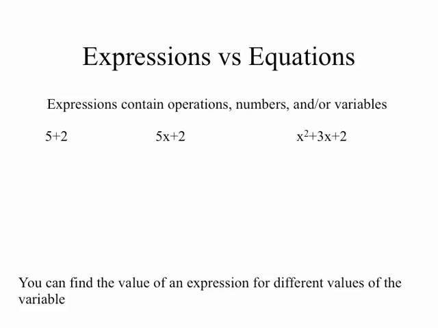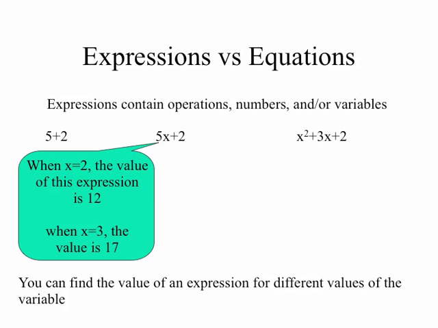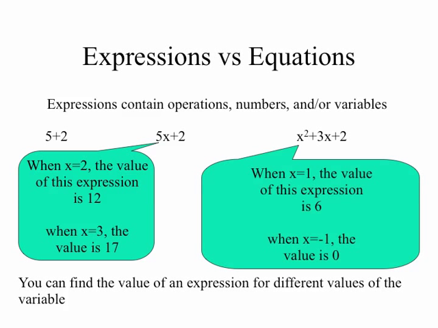You can find the value of an expression for different values of the variable. So I can plug in different numbers for the variable x in the expressions above, and those expressions will take on different values. For example, in the middle expression, when x equals 2, the value of the whole expression is 12. When x is 3, the value is 17. In the expression on the right, if I plug in a 1 for x, then the value of the whole expression is 6. I get that by replacing all of the x's in the expression with 1's and then simplifying. When x is negative 1, the value of that expression is 0.